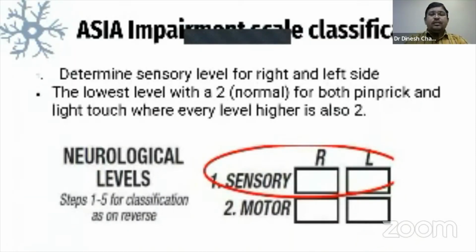So for the ASIA impairment scale classification, according to that, we determine the sensory level of the right side and left side. The lowest level with a 2 is normal for both the pinprick and light touch, where every level above is also 2. So according to that, you have to fill this form: sensory for right, sensory for left.